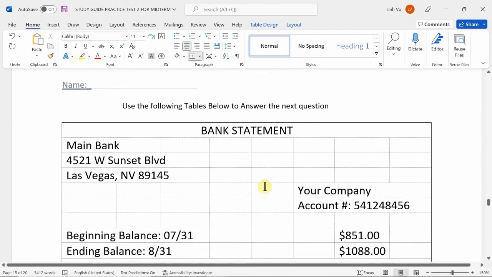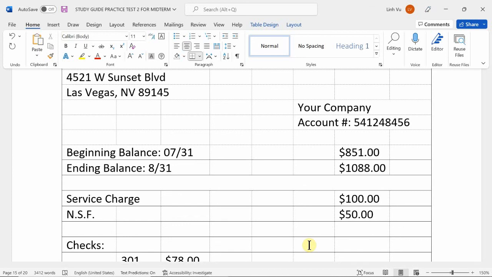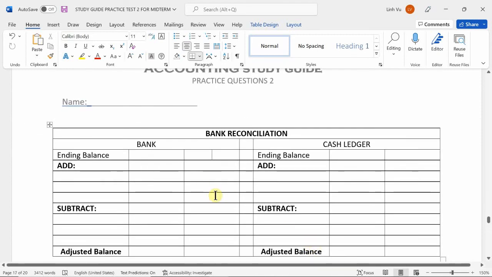Okay, so it says right here that as of July 31st, you began the bank account with $851. And now at the end of August 31st, you now have $1,088. So therefore, that's what I'm going to put in here in my section here, that I have $1,088. Okay. What are things that I need to add to my bank account, right?